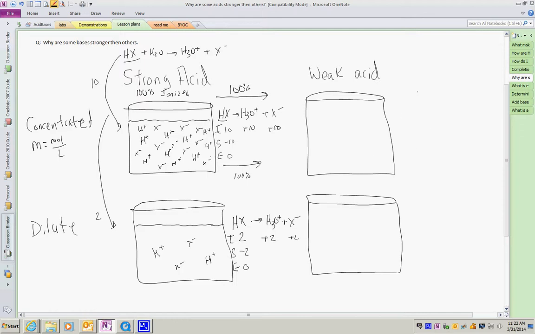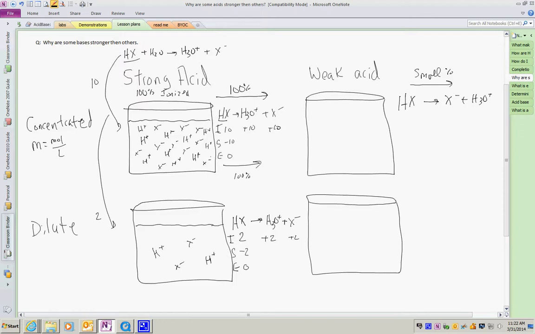All right, so a weak acid means that the same reaction is going to take place. The only difference is that rather than going 100%, we're only going to shift some small percentage.